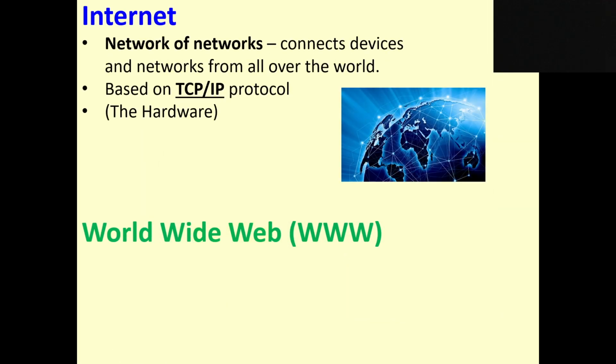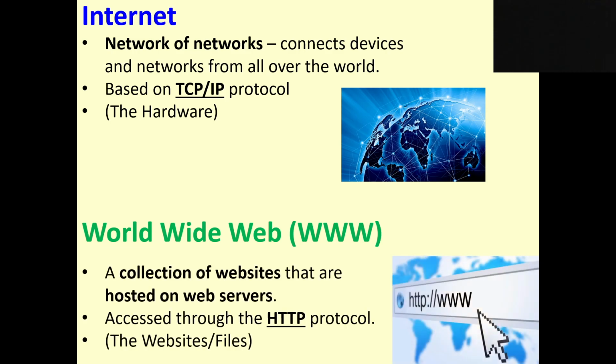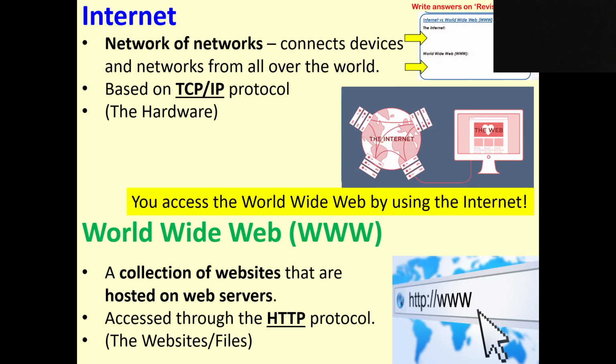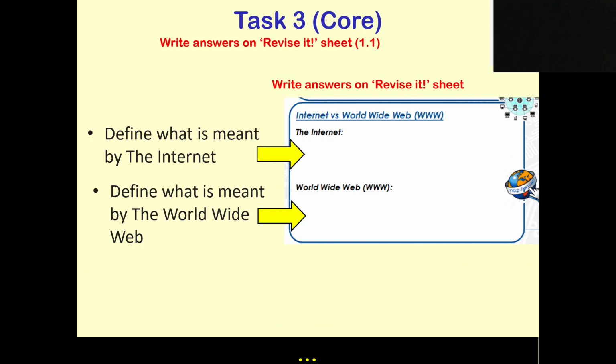And the basic thing is the internet is all the devices, the network of networks that connects it together, and it uses the TCP/IP protocol. It's the hardware. The World Wide Web, however, is a collection of websites that are hosted or run on web servers on the internet. And they're accessed using the HTTP protocol. Remember the protocol that's used to access websites, HTTP. You can access the World Wide Web by using the internet. Complete this section now, please, very quickly.